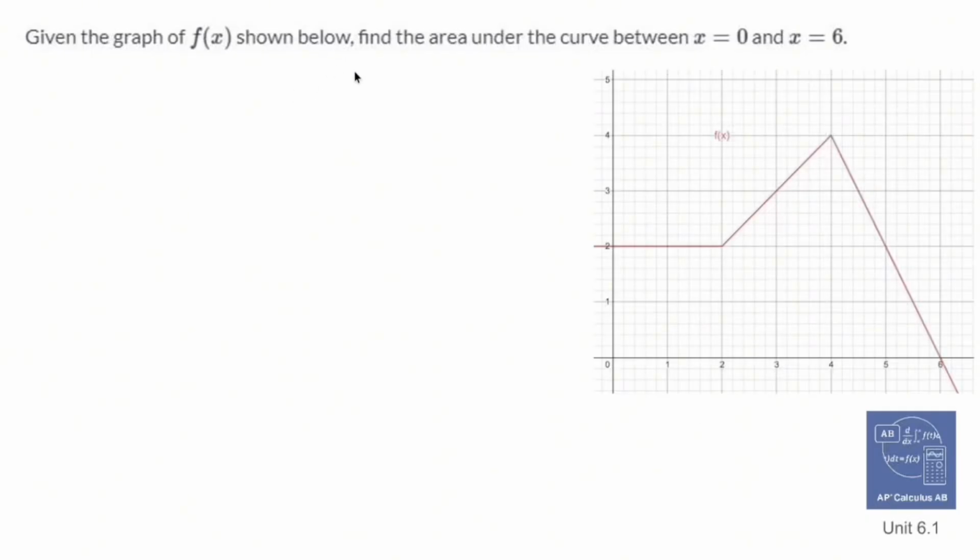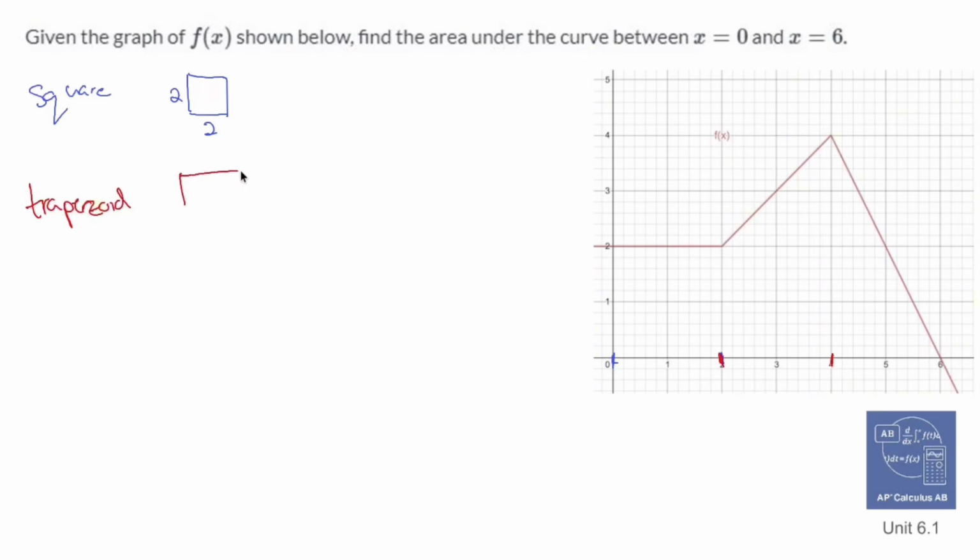Given the graph of f of x shown below, find the area under the curve between x equals 0 and x equals 6. All right, so we've got this picture going on right here, and we're going to use the idea of the additive property to find out what our three shapes are. So if I have a shape from 0 to 2, what I have appears to be a square with a height of 2, length of 2, everything is 2. If I go from 2 to 4, it looks like I have a trapezoid.